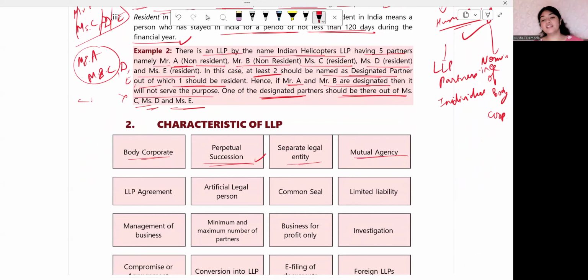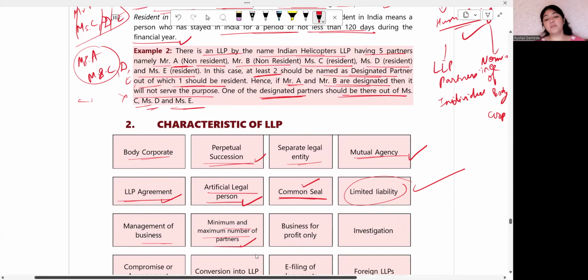Then we saw mutual agency, mutual agreement should be there between all partners. LLP agreement is to be made. Artificial legal person, it is a separate legal entity. That means it is an artificial legal person. Common seal, they will have a common stamp. Limited liability, that's where the chapter revolves. Management of business, business is managed by the partners. Minimum and maximum number of partners, we learned that the minimum number of partners over here is 2. Business for profit only, they do the business only to earn profit. There is no charity purpose over here.